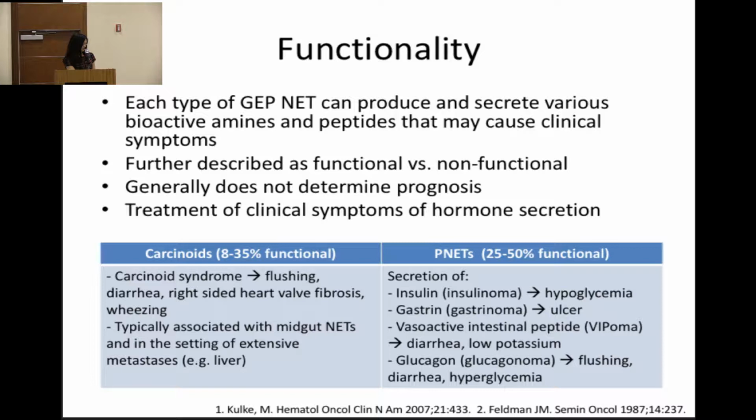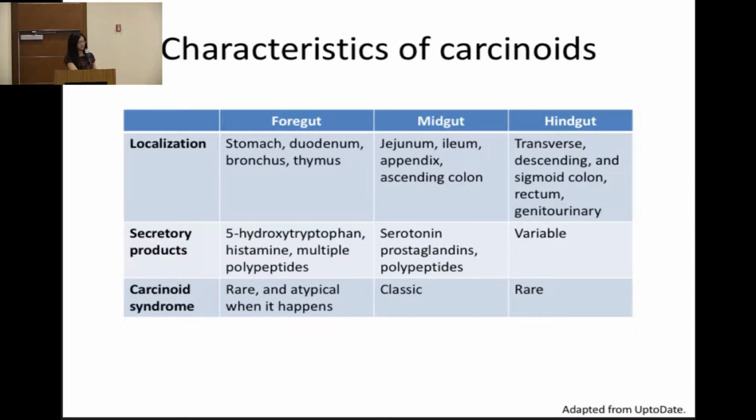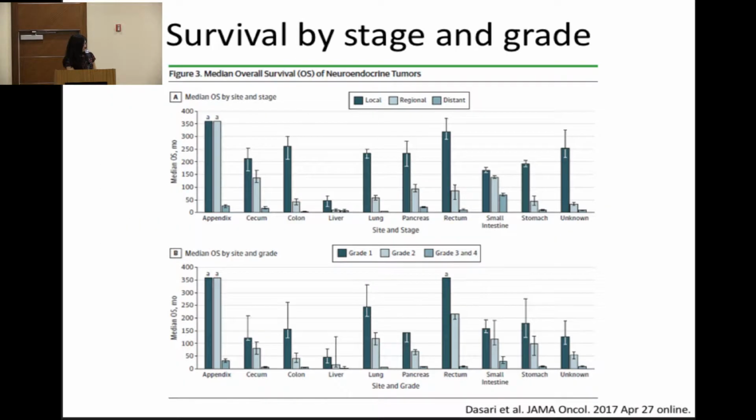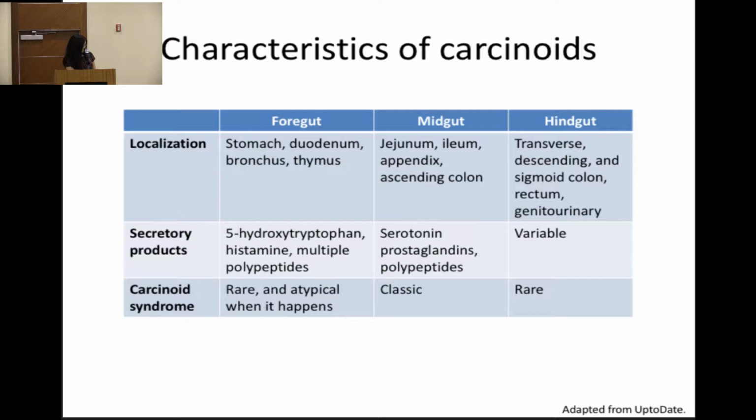Tumors that are functional clearly need treatment to treat the symptoms as much as treating the tumor to control tumor growth. So this is just a table showing the characteristics of the various carcinoids. As you can see, the carcinoid syndrome tends to be more common with the midgut. And the table shows some of the peptides that are released, and serotonin tends to be more common in the midgut NETs.